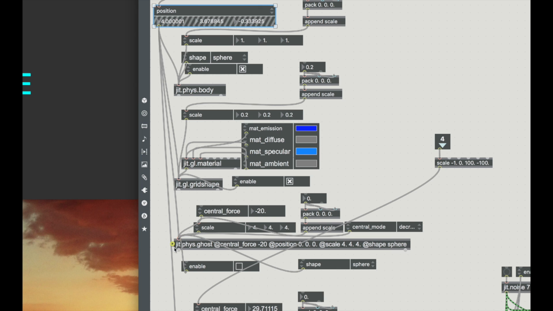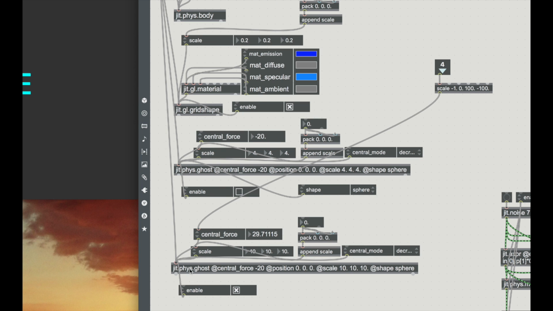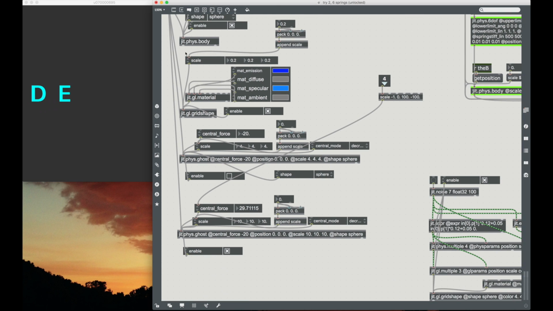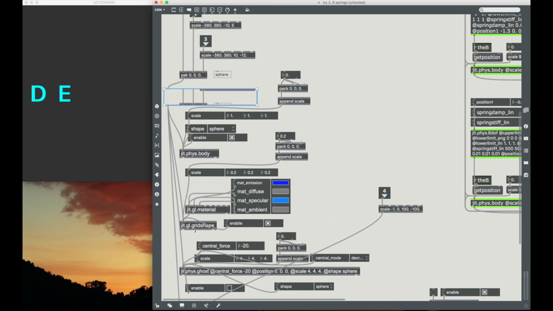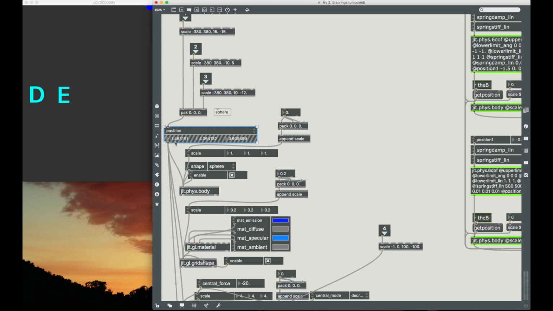It's also going into a phys.ghost. This is a sort of gravitational force field. So in this case, the physical body that is involved with collision detection, the grid shape, which is the actual rendered visual sphere, and the phys.ghost, the force field, those are all getting the same position that's being taken from the placement of my fingers.